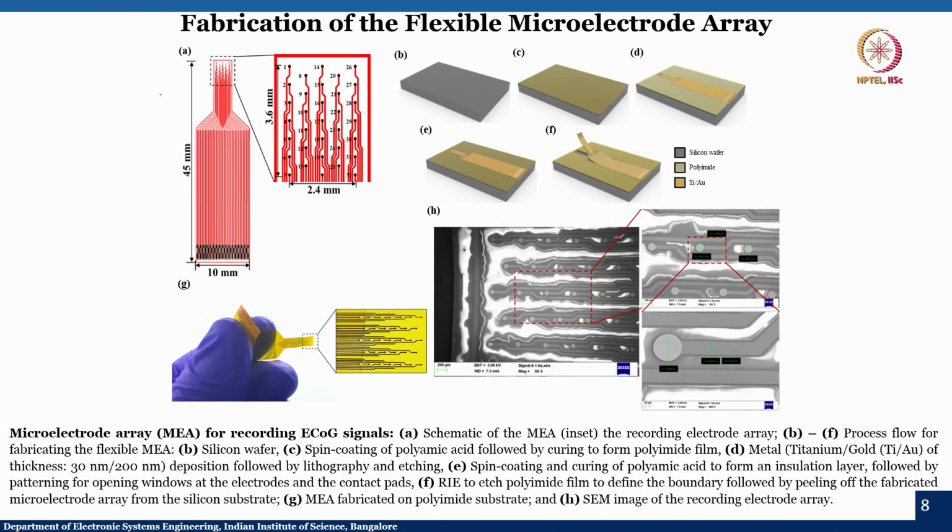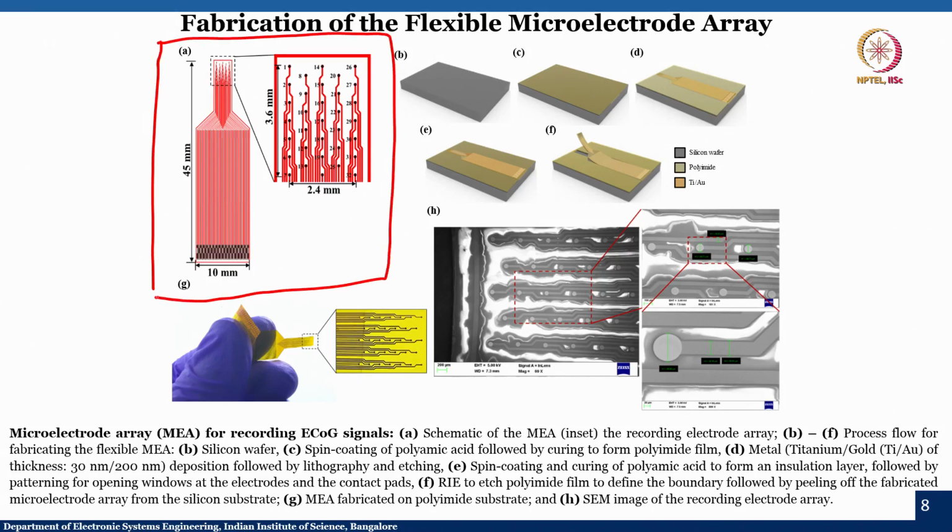The first thing, let us understand this particular block. What you see here is a schematic of a flexible microelectrode array. Now, where is the array? The array is right here. If you zoom in, you will find that there are 32 electrodes in this array.